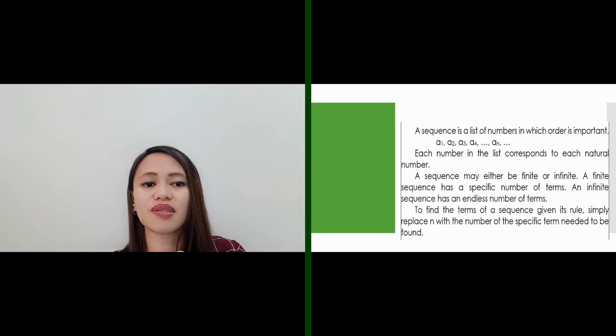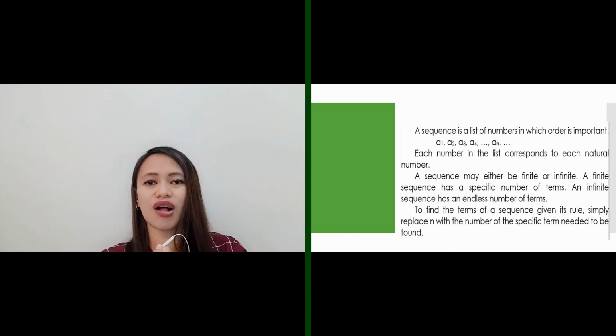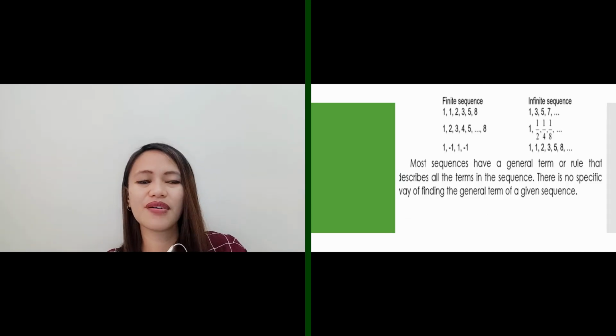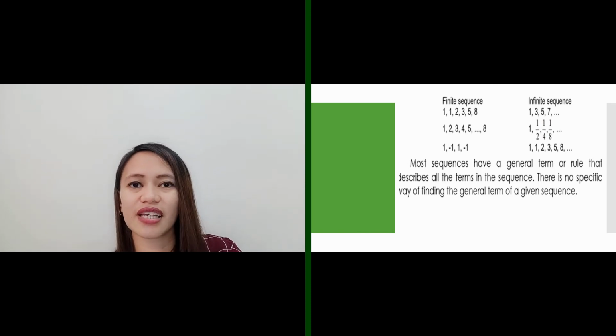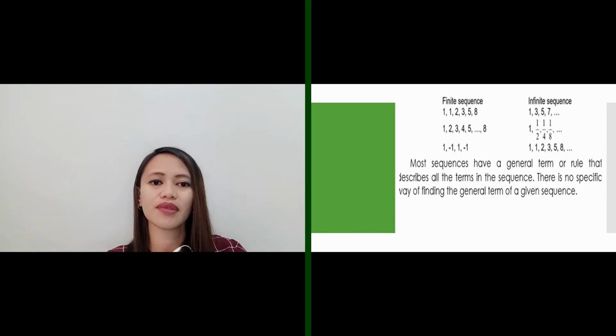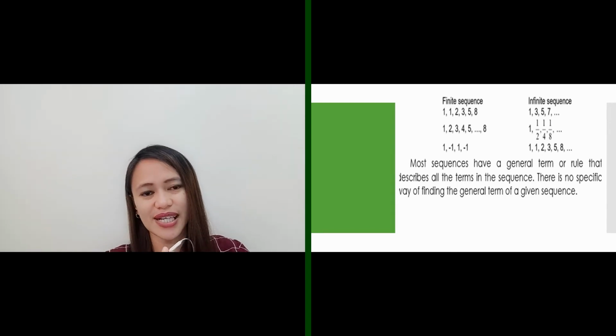To find the terms of a sequence given its rule, simply replace n with the number of the specific term needed to be found. So for a sub 1, or the first term, the value of n that you will use is 1. For a sub 2, the value of n that you will use is 2, and so on and so forth. So let's have another set of examples for the finite and infinite sequences. For the finite sequence, we have 1, 1, 2, 3, 5, 8.